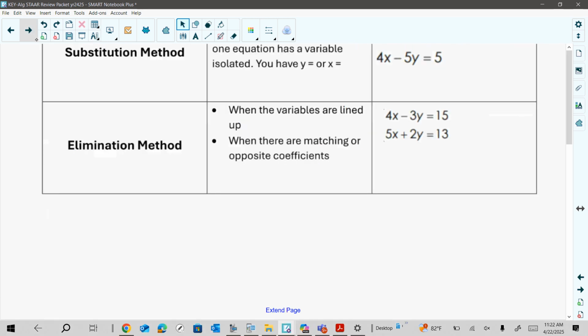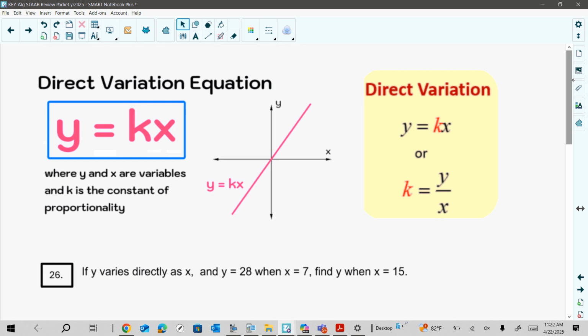Okay. And so on our next thing, I have to know direct variation. A couple things for direct variation. It has to go through the origin. It's always going to be a straight line. Y varies directly to x. So y is on top and x is on bottom. Your k, this is just the form of the equation, and your k would represent the slope.